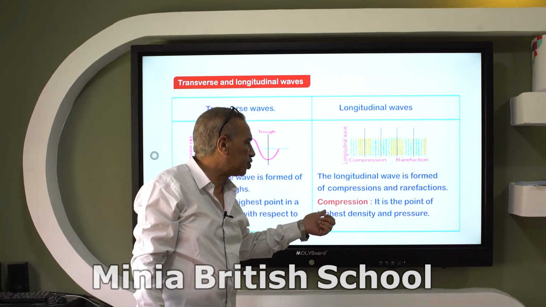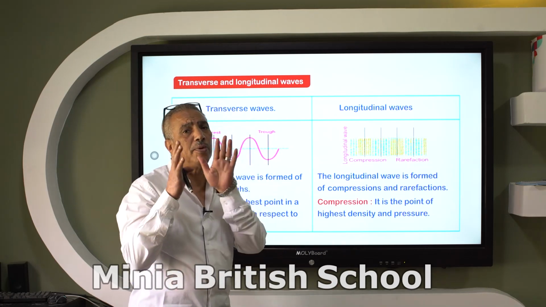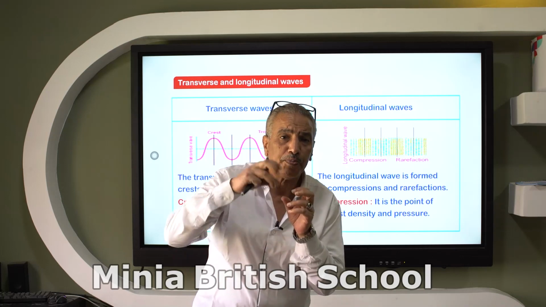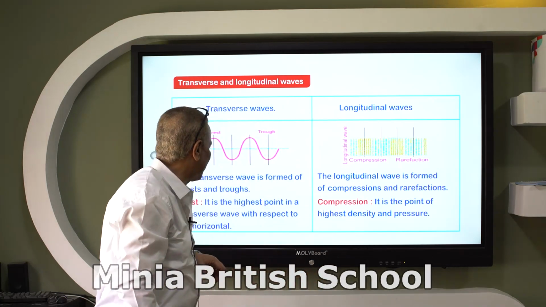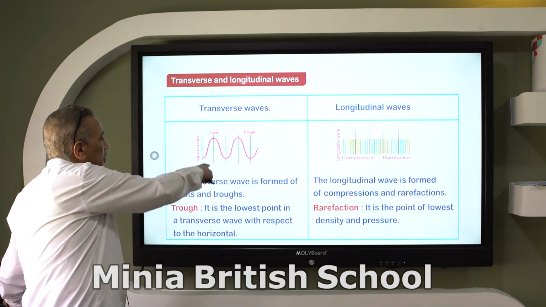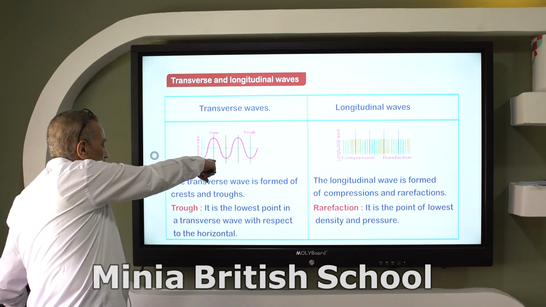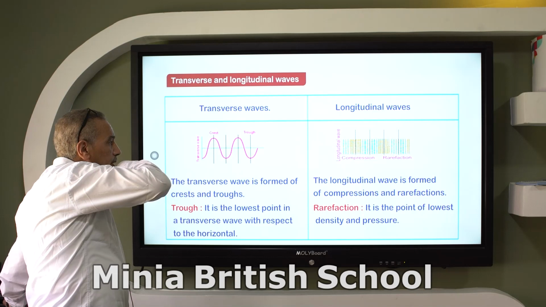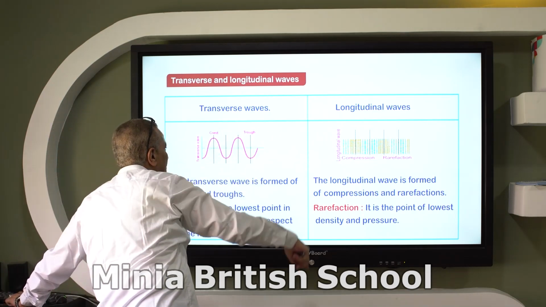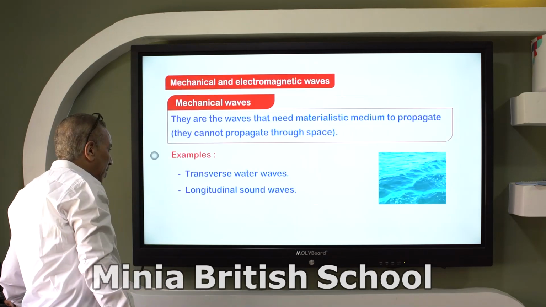Compression is the point in which the high density and pressure particles of the medium are close to each other. Crest and trough: the lowest point is called the trough, but the point with the lowest density and pressure will be the rarefaction in the case of the longitudinal waves.